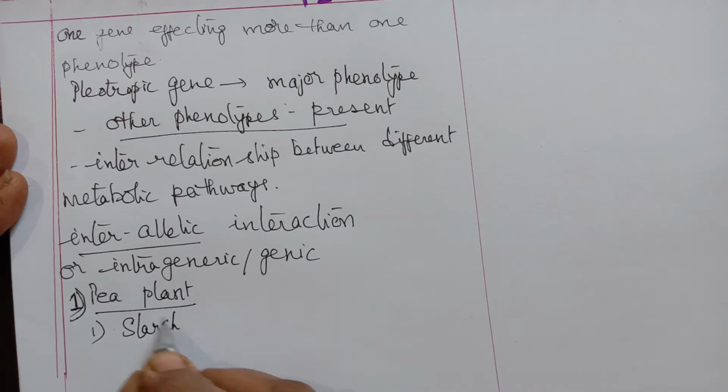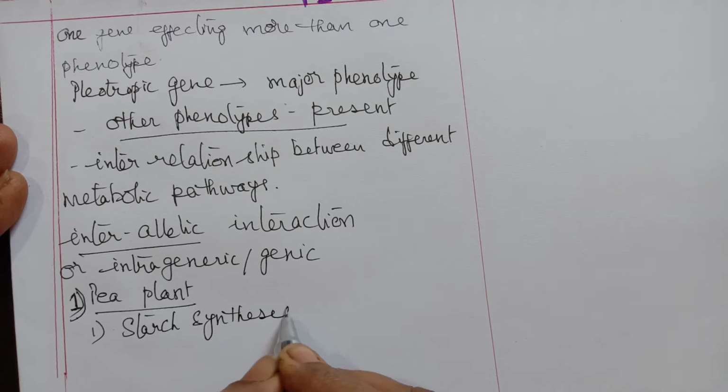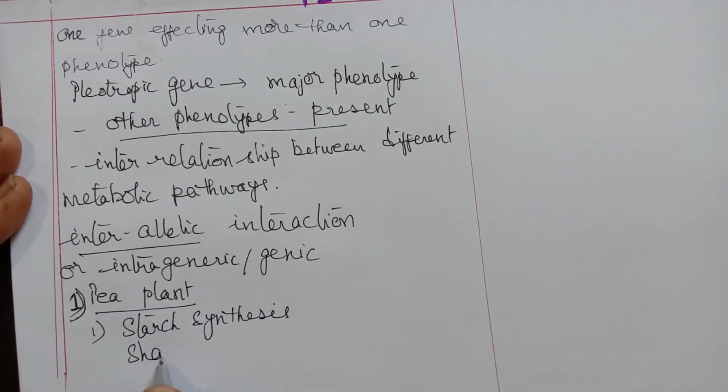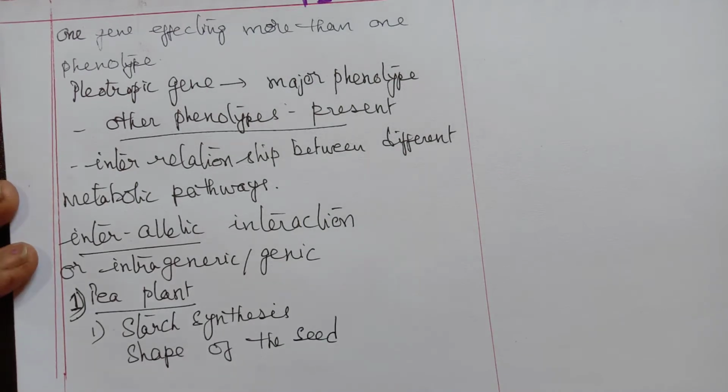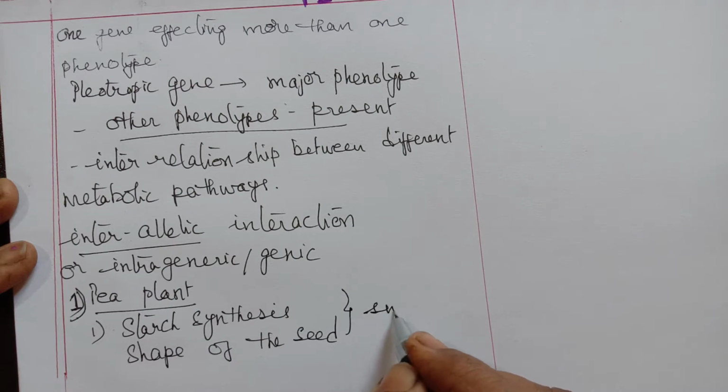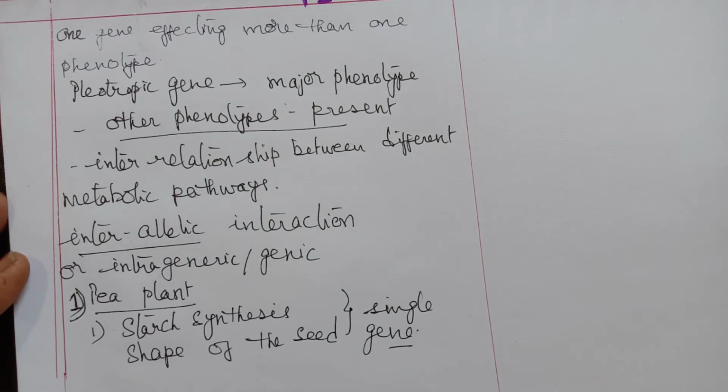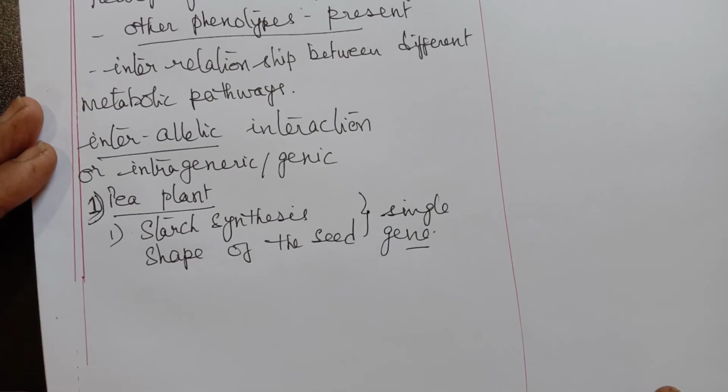starch synthesis in the pea plant and the shape of the seed. Starch synthesis in pea plant and shape of the seed. These two characters are controlled by a single gene. Now let us see what the inheritance is.